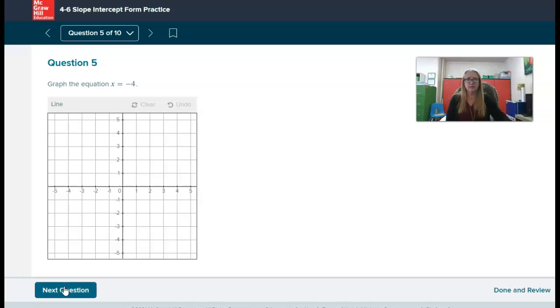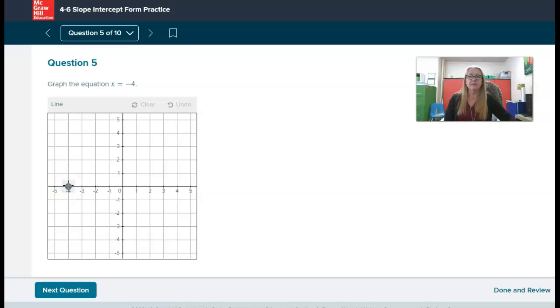Now, number 5 and 6 are horizontal and vertical lines. This is the graph of the line x equals -4. The axes are not labeled in this picture. You have to know that this is the x and this is the y. Where is x? This is x, -4. X is -4 right here.